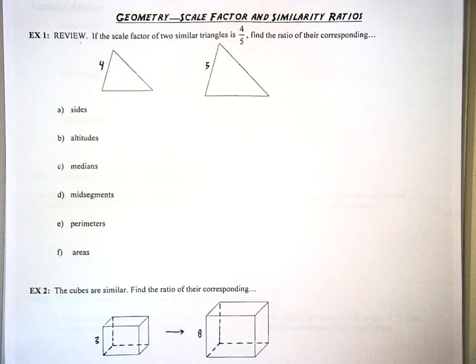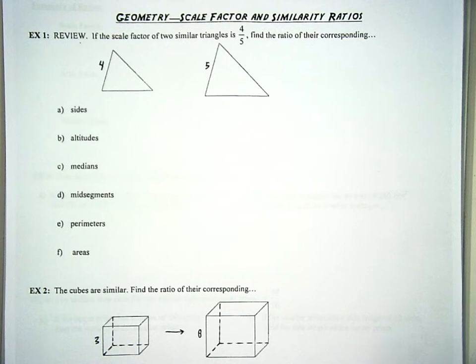Today we're taking on scale factor and similarity ratios. So the first part, we're looking at something that is review. We did this earlier on in this semester when we were talking about similarity. So here I'm looking at two triangles, and I'm telling you that they are similar, and I know that their ratio is 4 to 5.